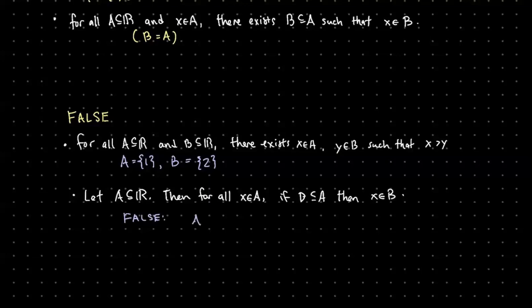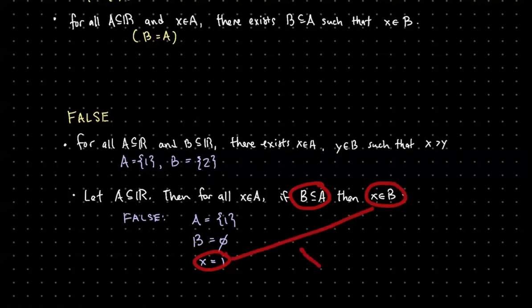Because I could take A to be, who knows, the set consisting of just 1, and B to be the empty set, and X to be 1, because then X is in A, B is a subset of A, and yet 1 is not in B because B is empty. So you're right, this one is false. This is an example of a false statement. Okay.